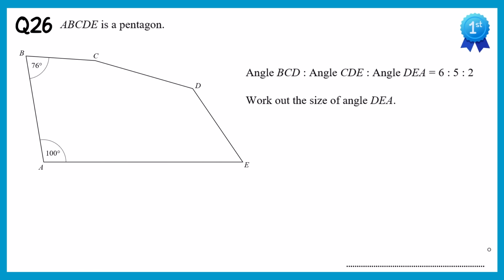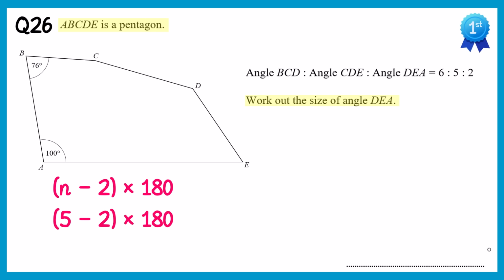In this question, we have ABCDE, which is a pentagon, and we need to work out the size of angle DEA. Since this is a pentagon, we can work out the sum of its interior angles using this formula here, where n is the number of sides. Since a pentagon has 5 sides, we can replace n with 5, so it's 5, take away 2, times 180, which is 540. This means all of the angles in a pentagon must add up to give 540 degrees. We already know the size of 2 of the angles, the 100 and the 76 here, so we can subtract those from the 540.